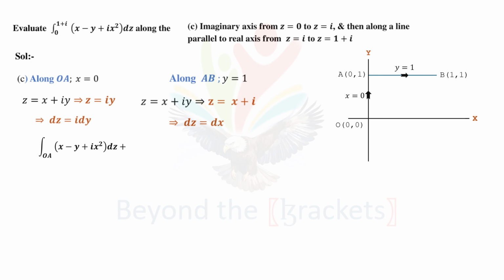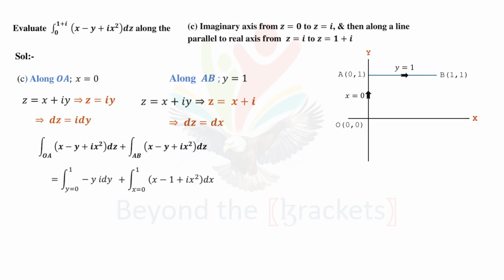Substituting these values along the first integral OA, we have x = 0 and y is from 0 to 1. x will be written as 0 minus y will be written as it is, i times x squared will become 0. dz is i dy. Along the second integral AB, we have y = 1 and x is from 0 to 1. x will be written as it is minus y is 1 plus i times x squared and dz is dx.